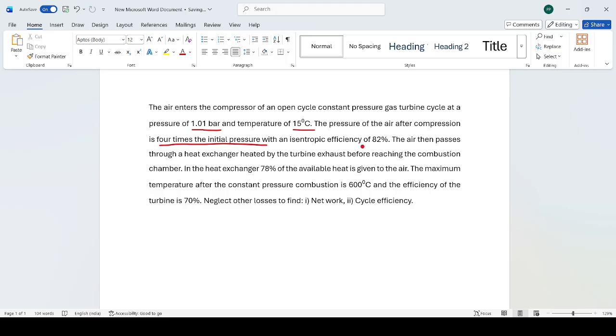And while carrying out this compression process, the efficiency is mentioned as 82%.